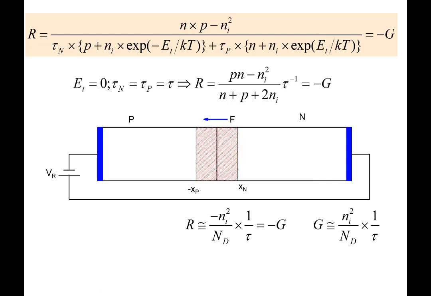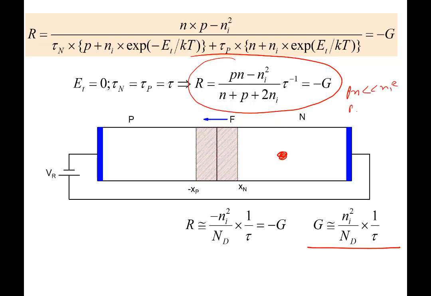Okay, so what we are trying to show is the following. Look at this region here. In this region, you could write the generation rate as Ni square over Nd times 1 over tau. That's the generation rate by using this expression, R equal to Pn minus Ni square over n plus p plus 2Ni. Pn is much less than Ni square, and both P and N are much less than Ni. So we can neglect this. P is much less than Ni here, so we can neglect P, and N is equal to Nd. That's why we end up with a generation rate Ni square over Nd over tau. So in this entire region, we have a net generation occurring here.